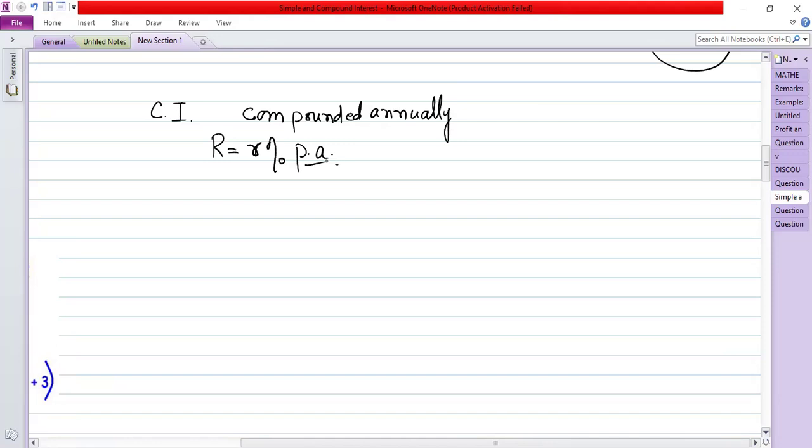Now, in the case of compound interest, if our interest is compounded annually, then obviously the rate will be given per annum. Then the formula for the amount is P(1 + R/100)^T, and obviously T, the time, will be in years.